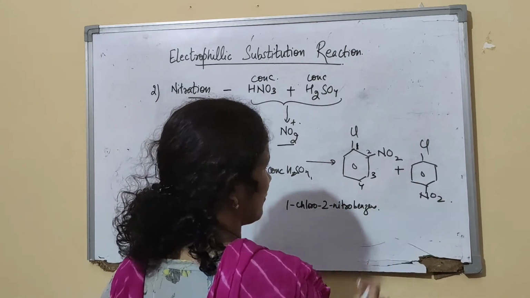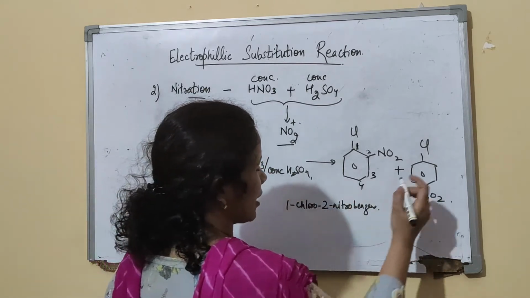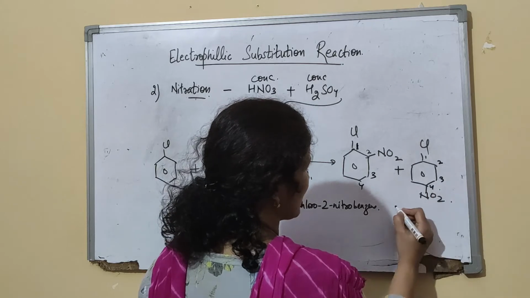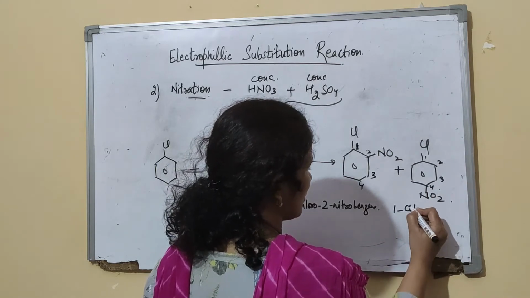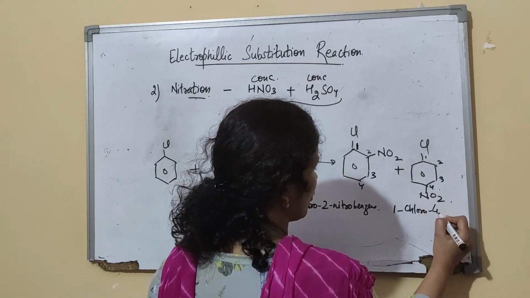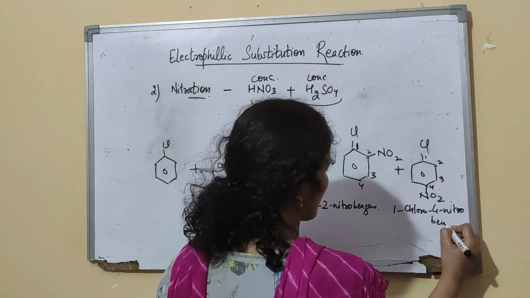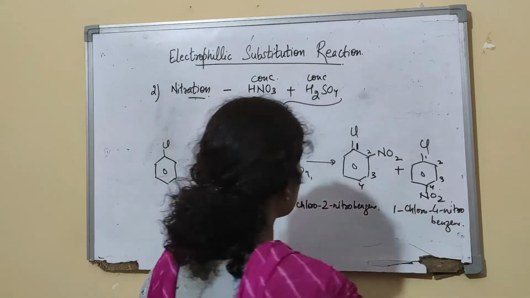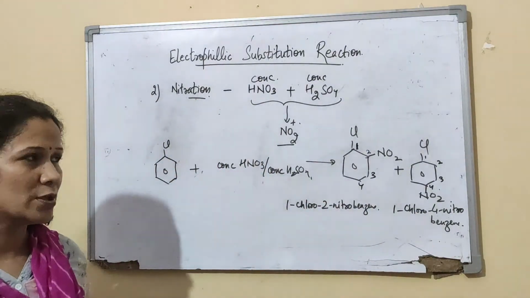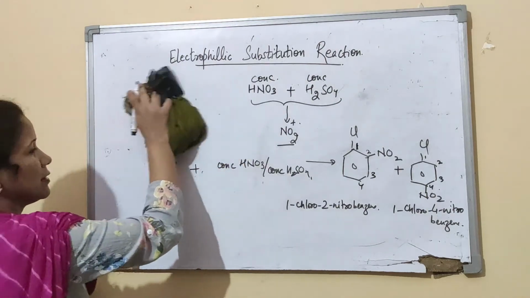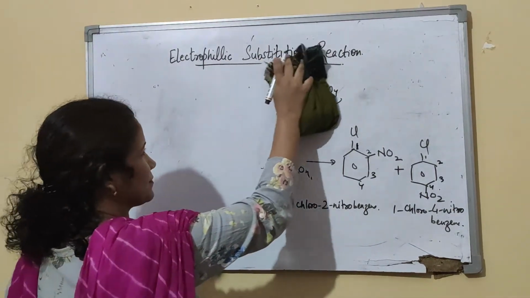If you have to write the name for this, start the numbering from the higher priority group. So this is 1, 2, 3 and 4. So this becomes 1-chloro-4-nitrobenzene. So that is nitration. Coming to the third electrophilic substitution reaction, we will go to sulfonation.